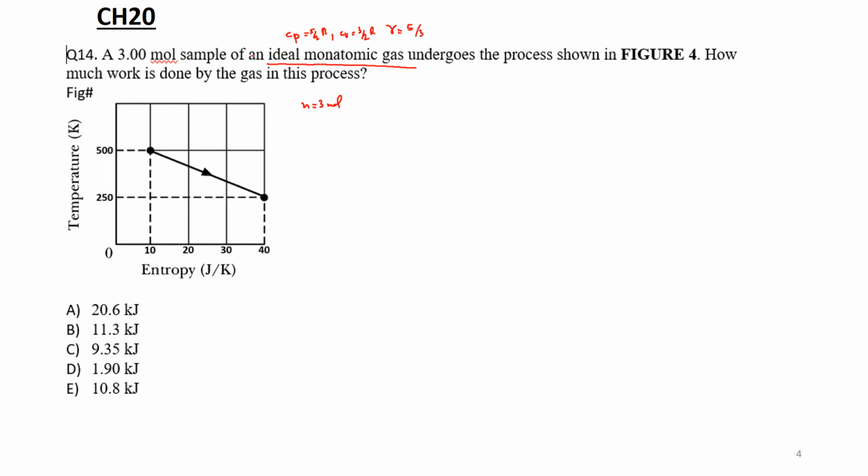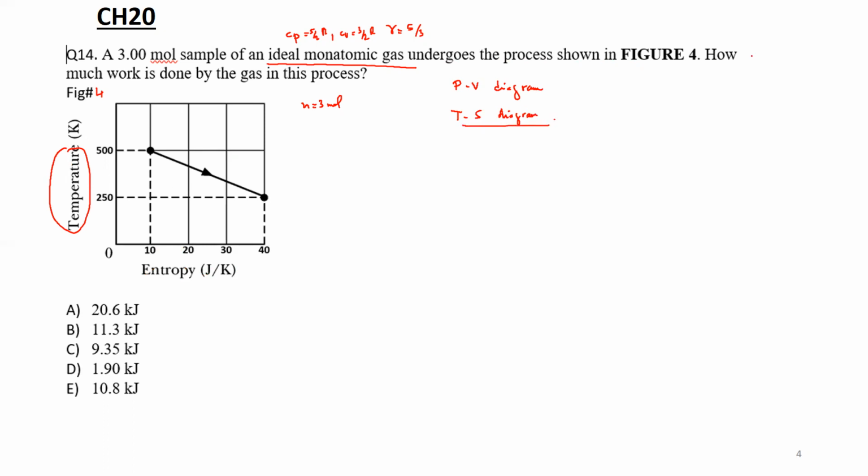So a 3 mole sample of an ideal monoatomic gas undergoes the process shown in the figure 4. So this is the figure 4. What do I have in the figure 4? I have the temperature in Kelvin versus entropy in Joule per Kelvin. You remember, in general, we were discussing in class about the PV diagram. So this is what we call a TS diagram, temperature entropy diagram.